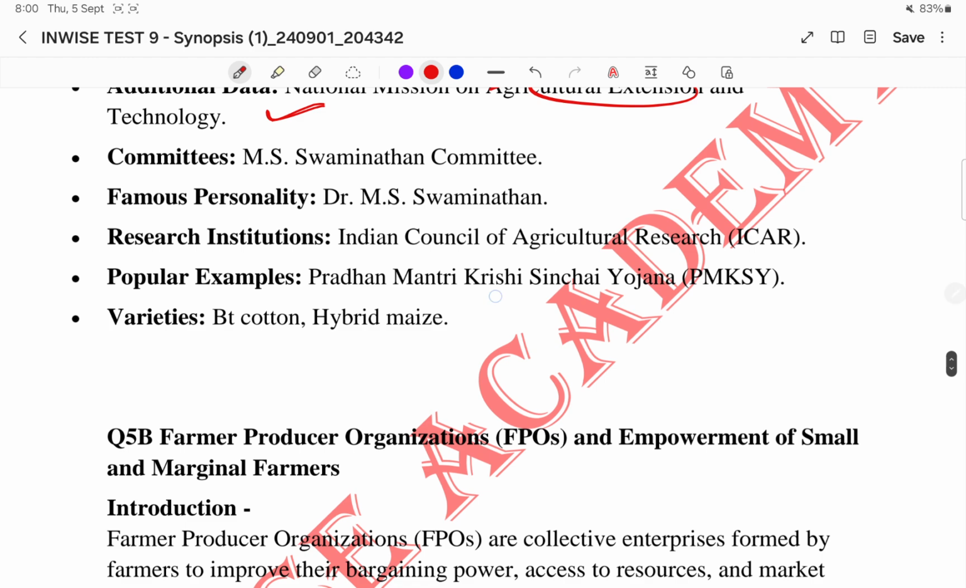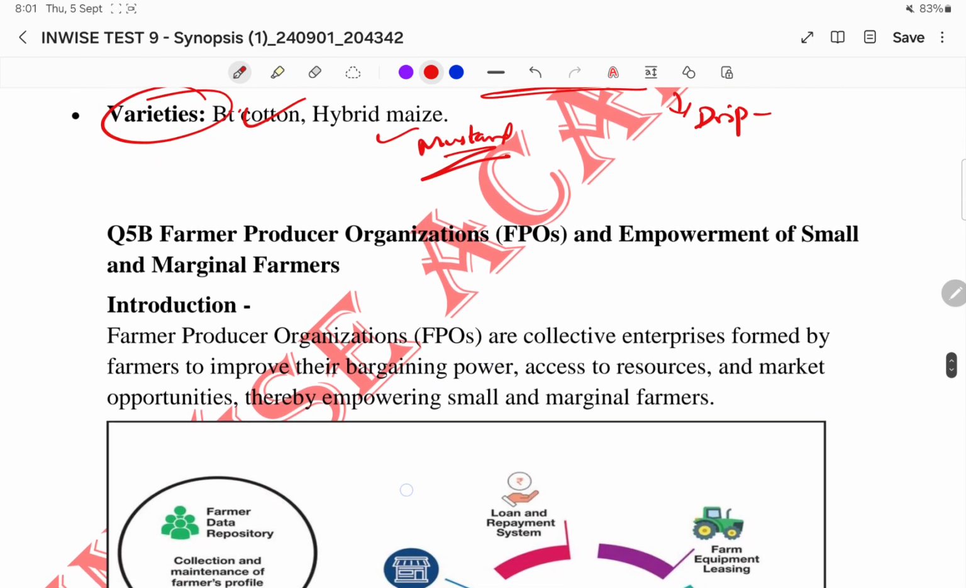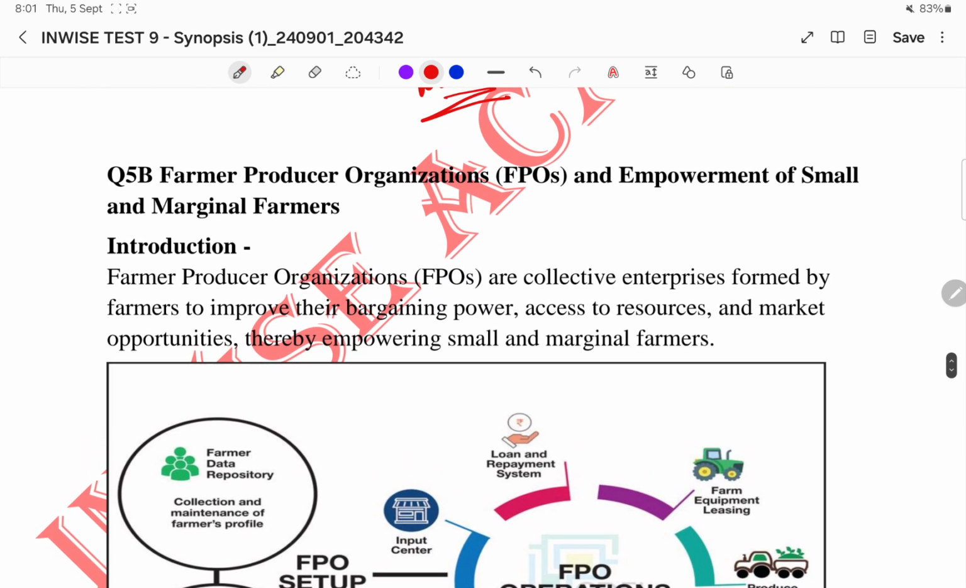Then technology like Pradhan Mantri Krishi Sinchai Yojana, where you're using drip and sprinkler methods, etc. Then technology developments like BT cotton, hybrid maize, and BT mustard. So there are improvements. There are research programs going on for mustard development using the technology. Okay, so come to question number B.